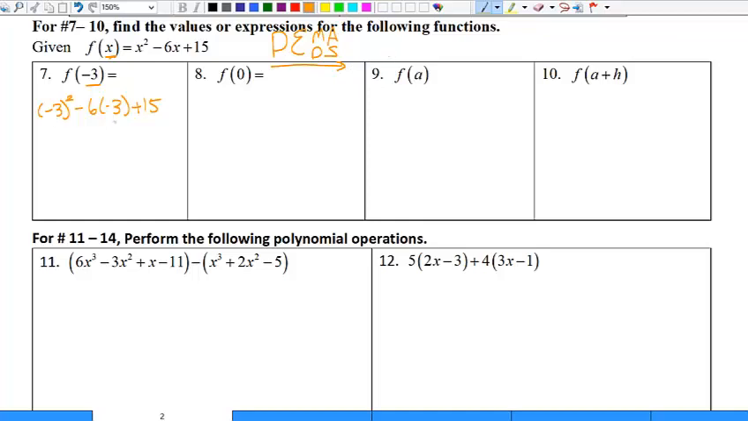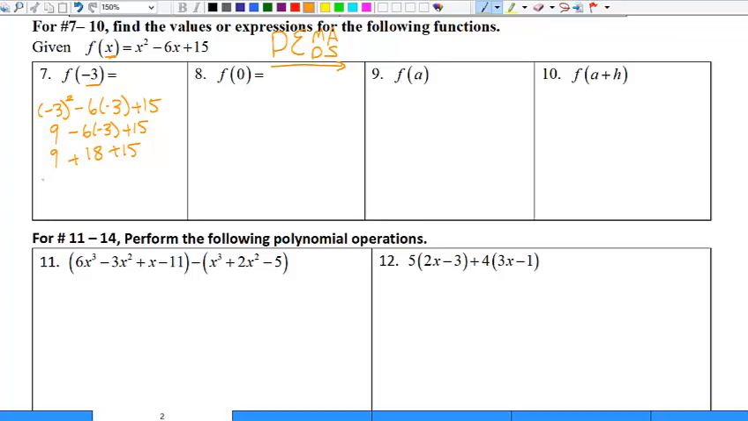P, parentheses. Inside the parentheses, I can't actually do anything. There's only a negative 3 inside the parentheses. So E, exponents, come next. Negative 3 squared is positive 9 because negative times a negative is a positive. Then I go to my M and D step, left to right. If there's any multiply or divide, I do it. Negative 6 times negative 3, that's positive 18.